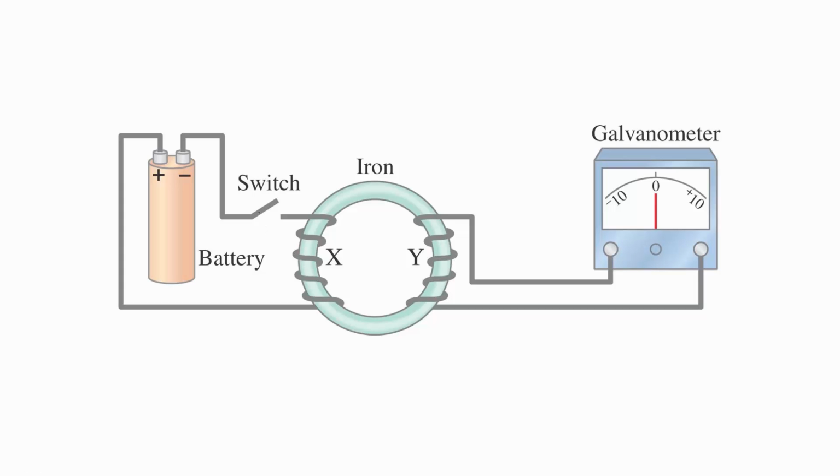What he saw was, when he closed the switch, this meter would jump, but then it would quickly settle back down to zero. And when he opened the switch, it would jump in the other direction, and then settle back down to zero. So he quickly realized that it wasn't a magnetic field by itself that would create a voltage in this wire, but it had to be a changing magnetic field.